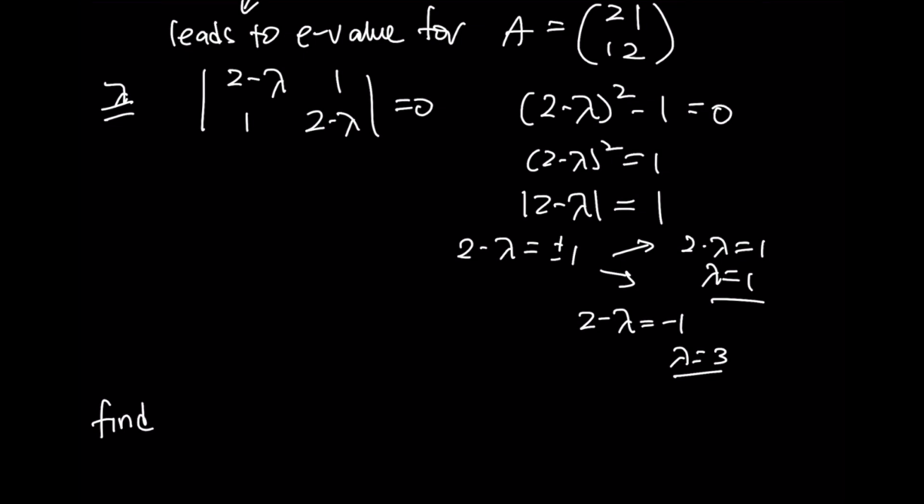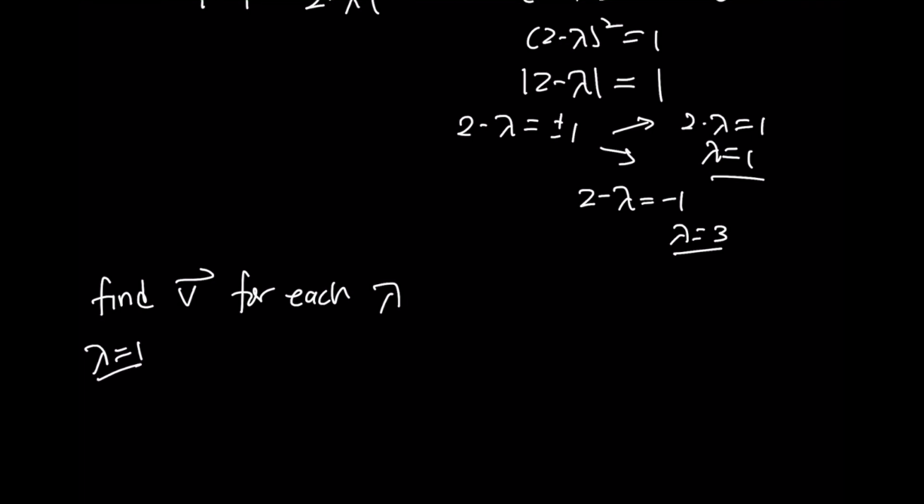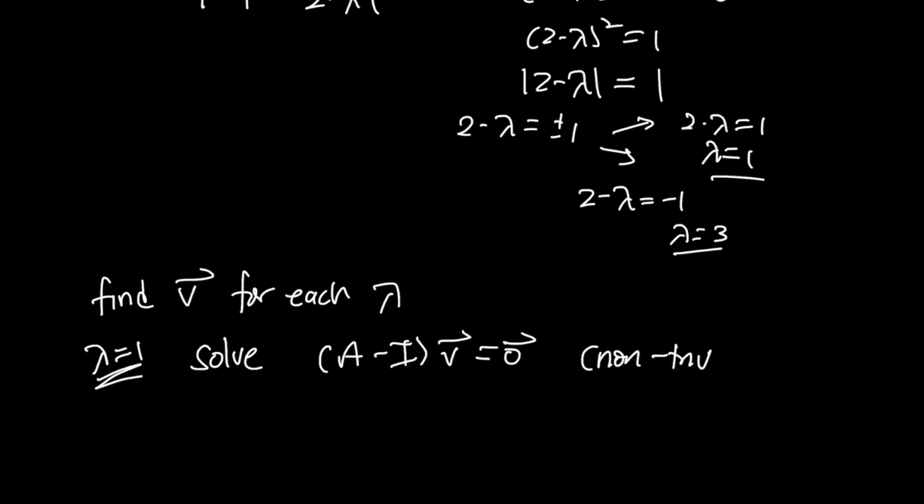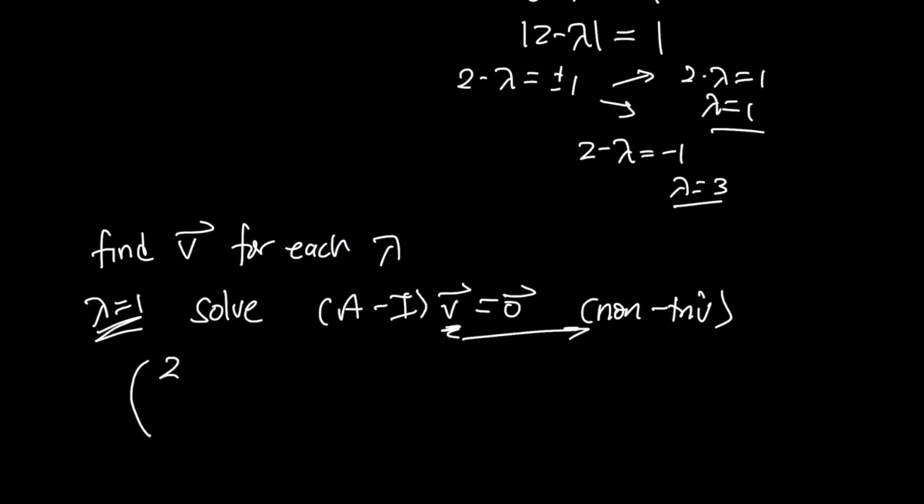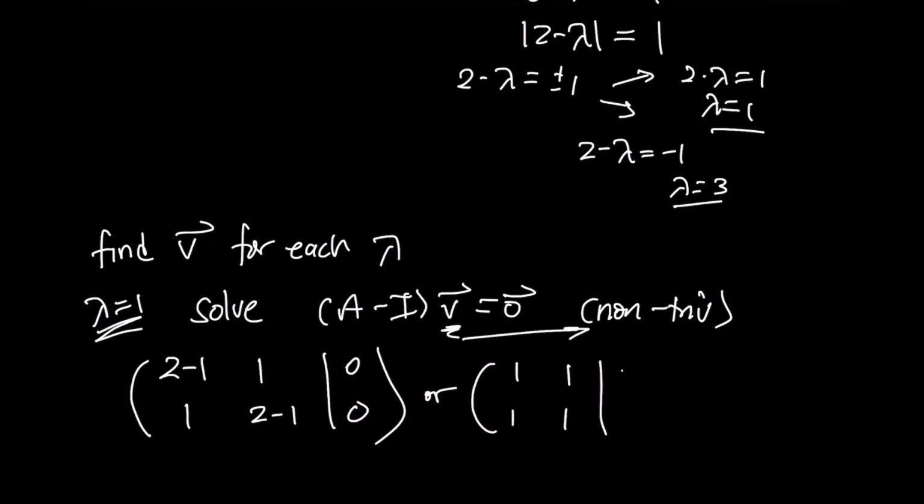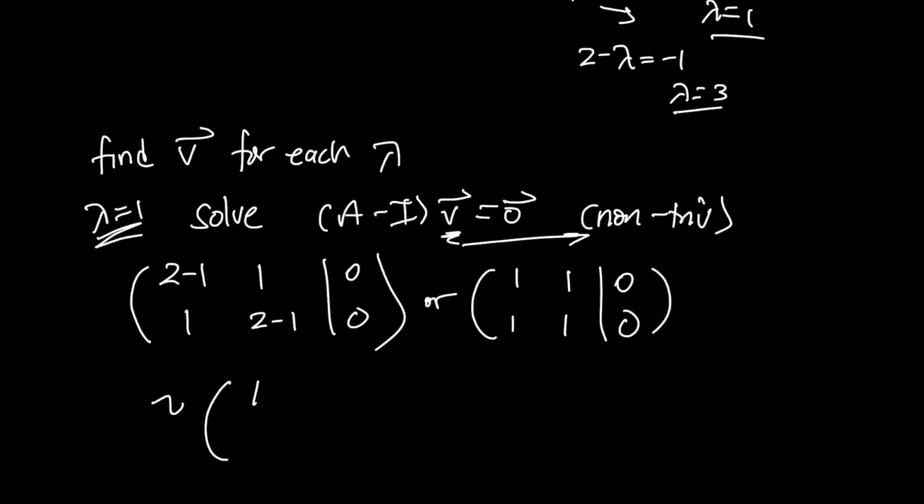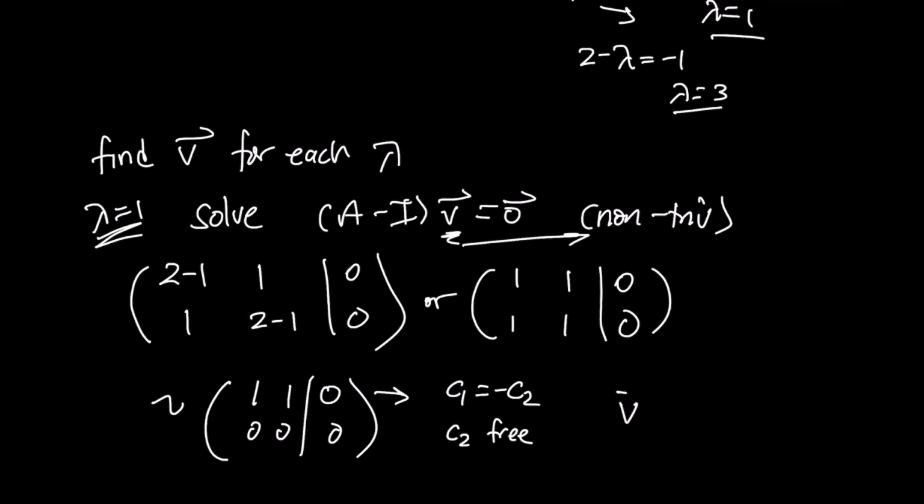We now need to find the eigenvectors associated with each one of these lambdas. So if lambda is equal to 1, what we then need to do is solve (A minus lambda I)v equals 0. And remember, we're always looking for non-trivial solutions. So if we were to take our matrix, we'll have 2 minus 1, 1, 1, and 2 minus 1, augmented by the zeros: 1, 1, 0, 1, 1, 0, which we could then row reduce to 1, 1, 0, 0, 0, 0. C1 is equal to negative C2, and C2 is free. So in this first case, we will have C2 times the vector negative 1, positive 1.